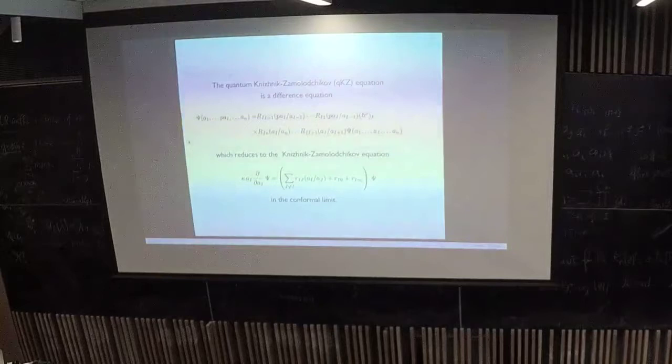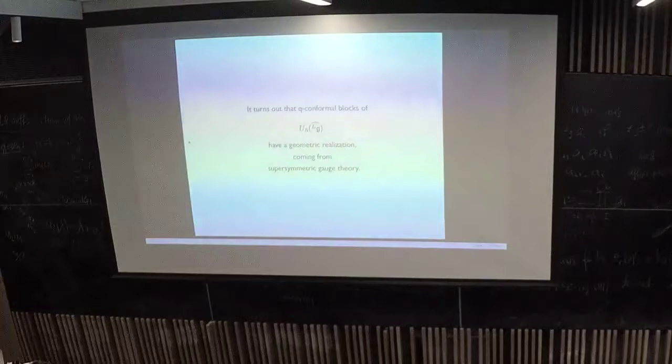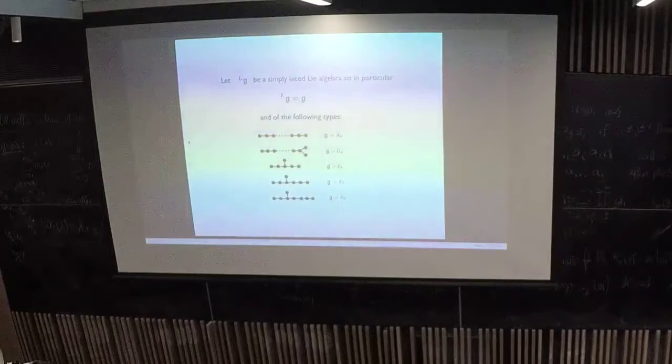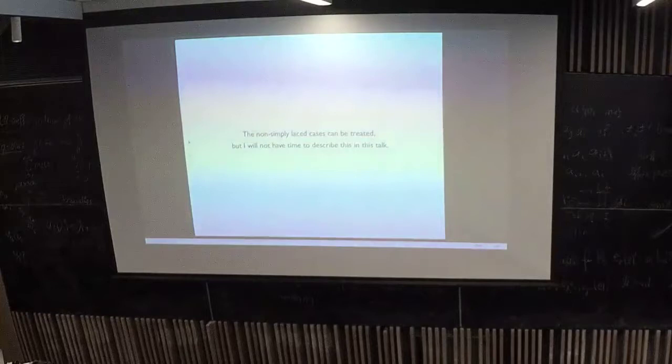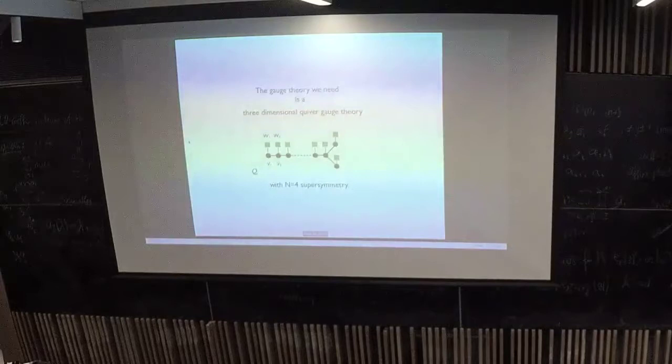So now it turns out that q-conformal blocks of the quantum affine algebra have a geometric realization, and it's somewhat simpler than in the affine Lie algebra case. It's simpler because it comes from supersymmetric gauge theory. So from now on we'll take G to be simply laced. We could describe how the story generalizes to non-simply laced cases, but it's somewhat more complicated, and we certainly won't have time for it.